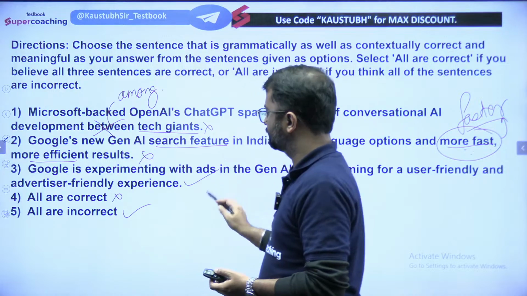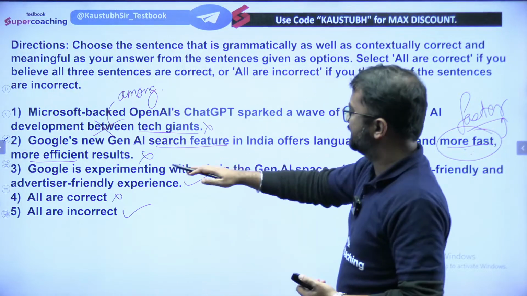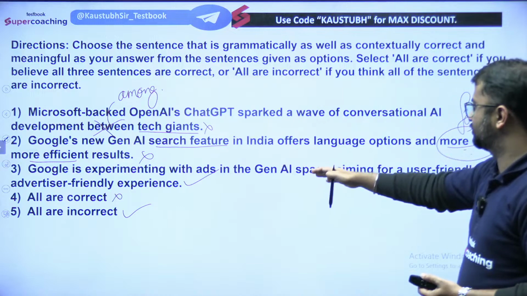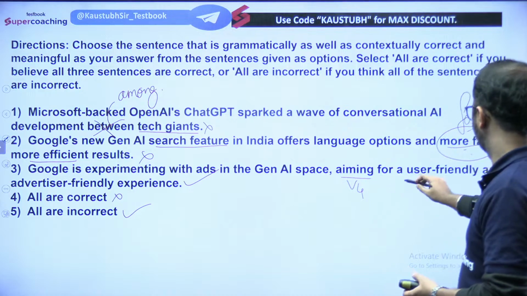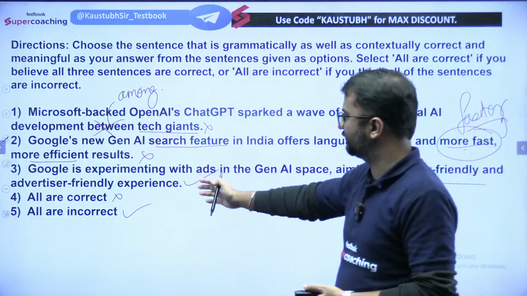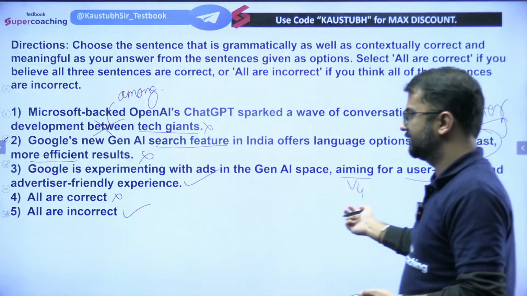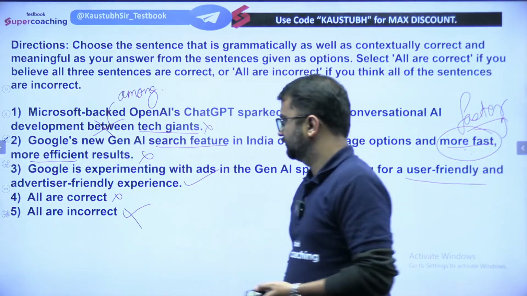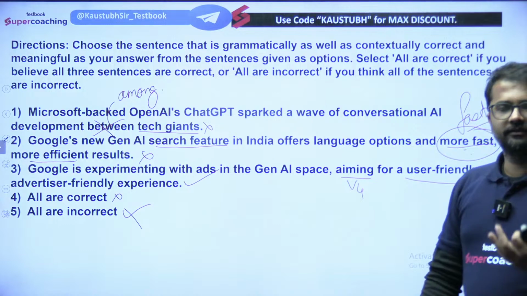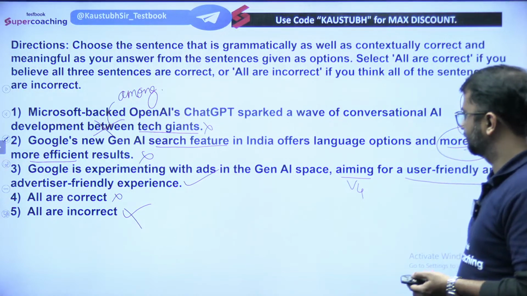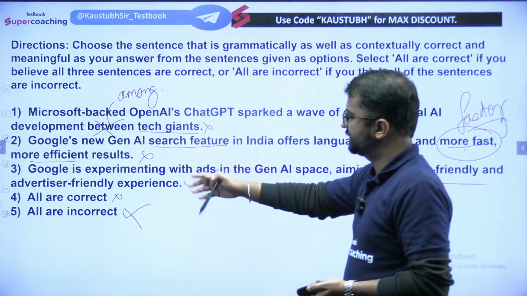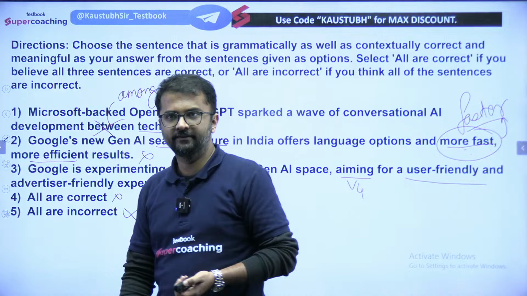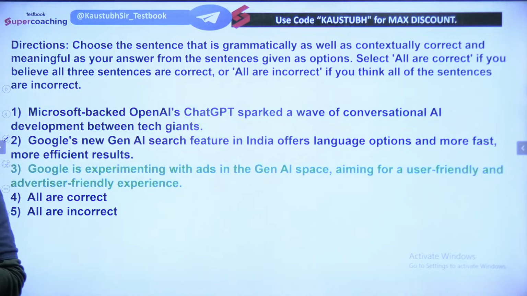So we have to go with option number 3, because Google is experimenting with ads in the generational AI space, aiming for, comma के बाद aiming is V4 participle, for a user friendly and advertiser friendly experience. Sounds correct, and it does not raise our eyebrows in any way. Parallelism सही है, participle सही है ना, preposition सही है, is experimenting सही है, everything is fine. So 3 is the right answer. Yes, absolutely correct. Well done.